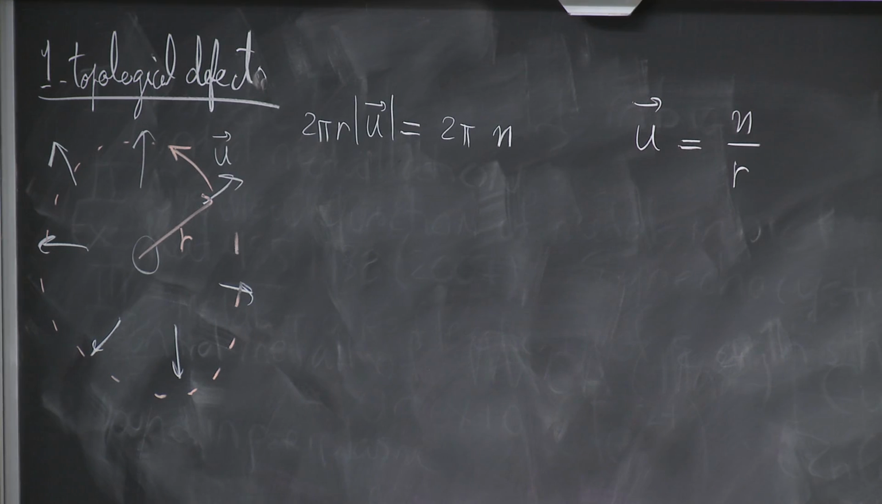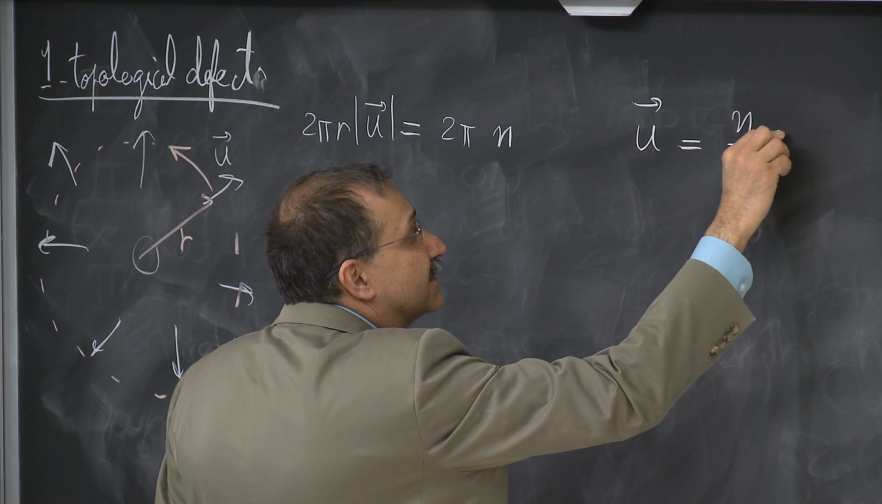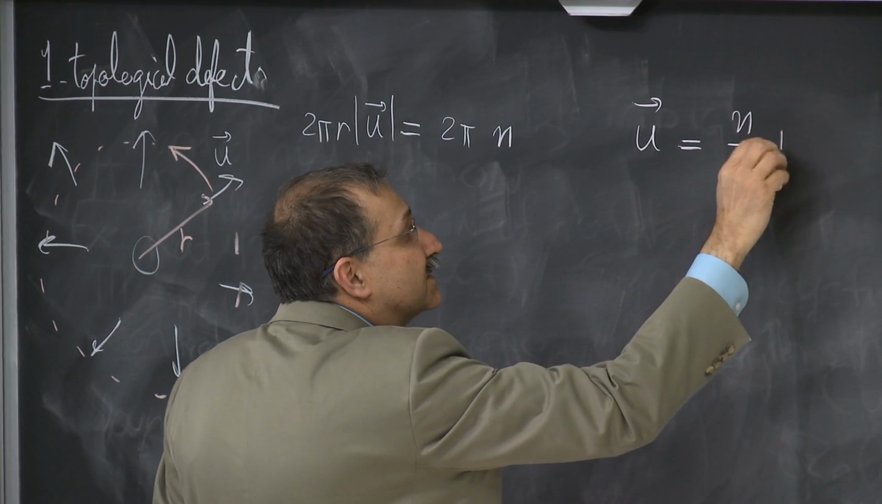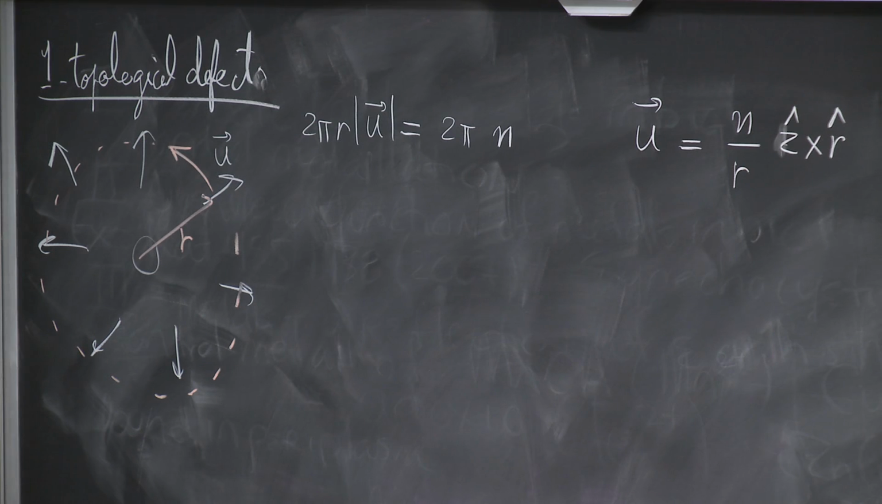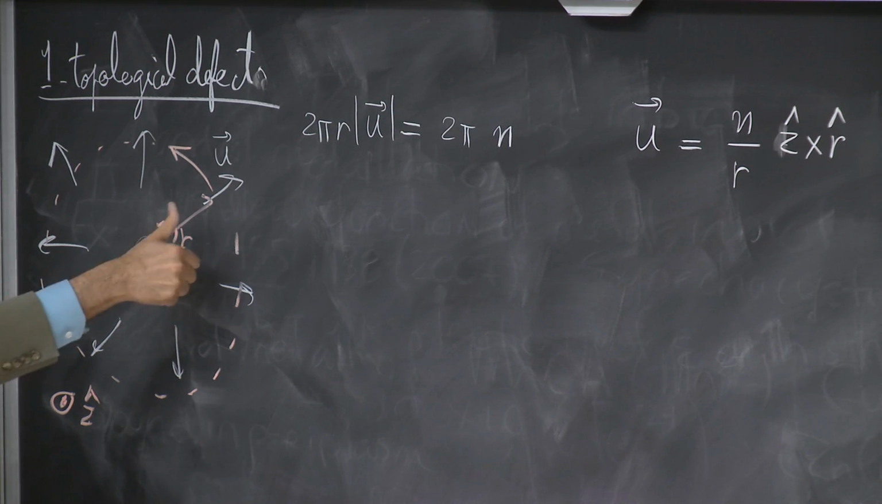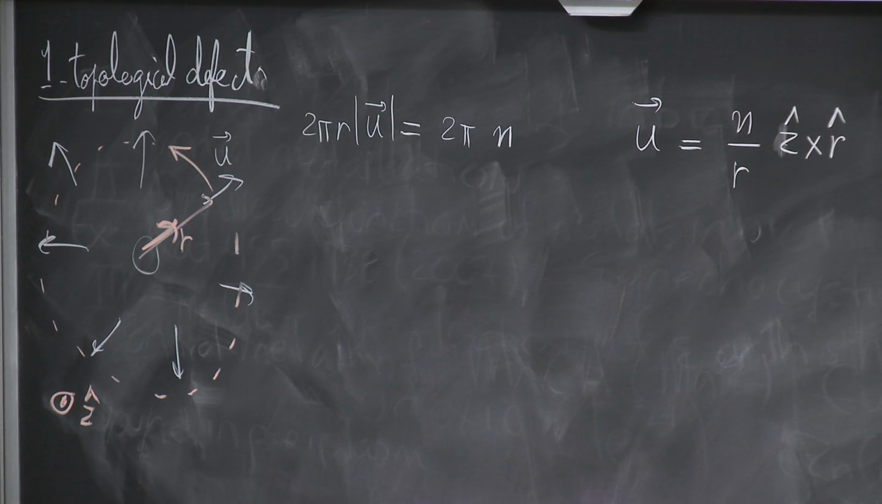The direction of u is orthogonal to the direction of r. And how can I show that? Well, one way I can show that is I can say that it is z hat crossed with r hat, where z hat is the vector that comes out of the plane, and r hat is the unit vector in this direction. U is clearly orthogonal to r. The direction of the gradient of this angle is orthogonal to r. It is in the plane, so it's orthogonal to this.